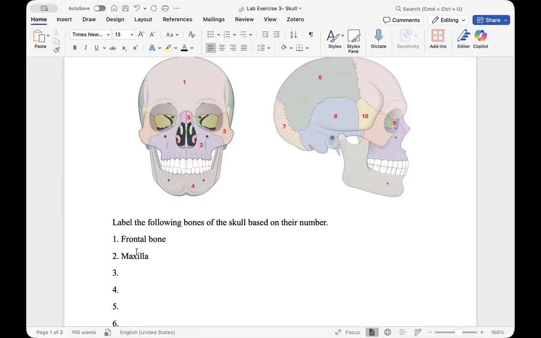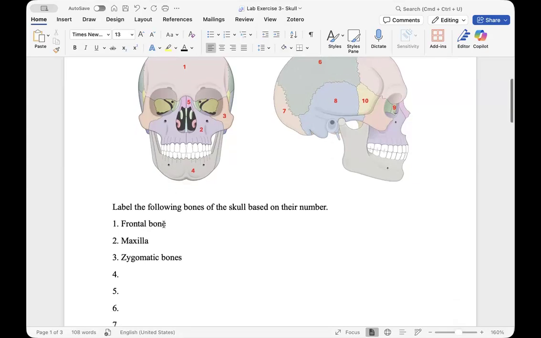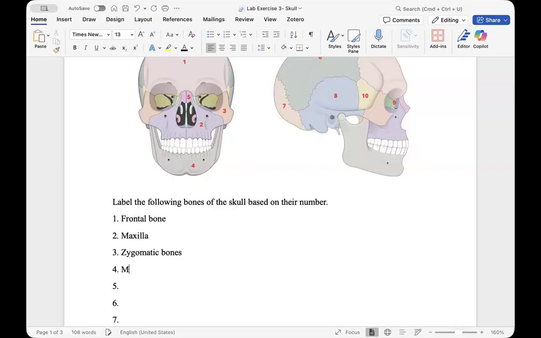Number three, these are my cheekbones. Your cheekbones are called your zygomatic bones. Number four is the lower jaw, which is called the mandible. And remember, for your lab exams, I'm asking you for words based on your lab list. So do not give me the common name for these bones. I am looking for its scientific name, and I'm only going to ask you bones or bone landmarks that are from your list.